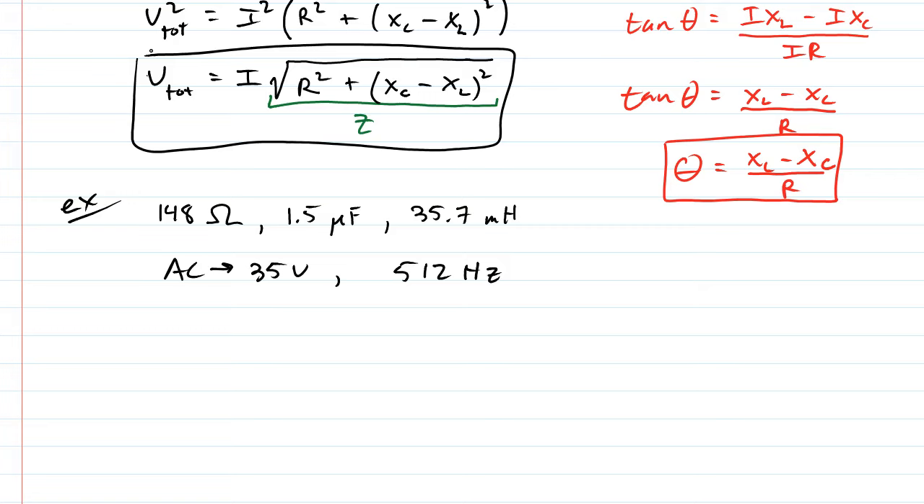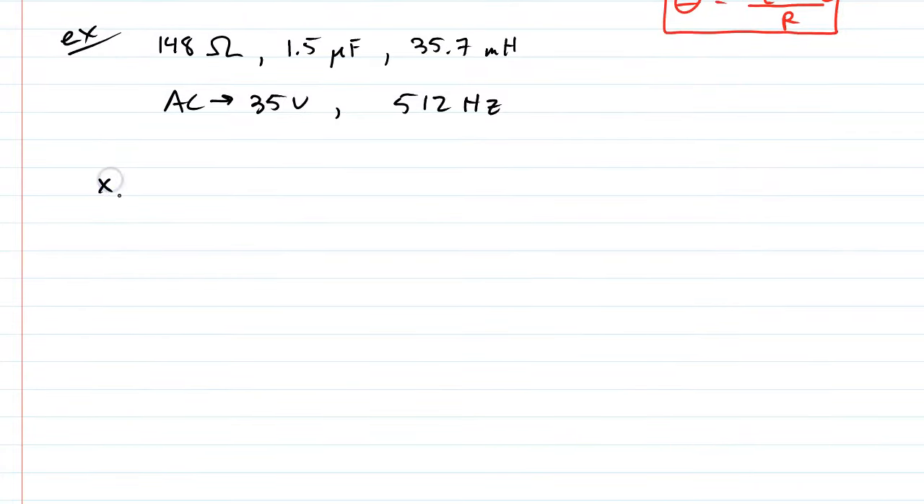Okay. After all of that, we can just go right to these two equations to figure out the current and theta. So that's what we're going to find first. Total, we want to find the current, and then we want to find the phase angle. So first thing we need to do is figure out the impedance of the inductor and the impedance of the capacitor. So inductor is going to be 2 pi times frequency times the henries. So that will be 2 pi 512 times, and since it's in millihenries, I'm going to write 35.7 times 10 to the negative third.